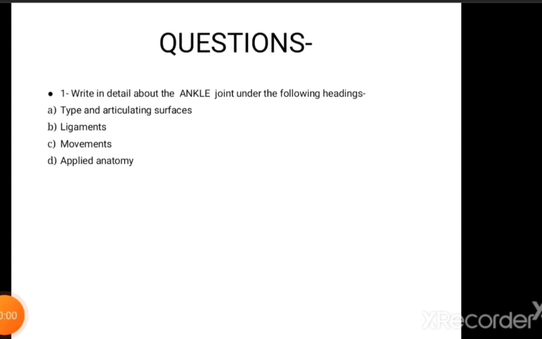Thank you. Now question for the ankle joint is, question 1, write in detail about the ankle joint under the following headings. Under the following headings, these are the type and the articulating surfaces. You have to mention the type of the ankle joint and then the articulating bones which are participating in formation of the ankle joint. Then again the ligaments, the stabilizing factors and the movements, their muscles causing them, their range of motion, and then clinical anatomy. You have to mention about the clinical aspects of the ankle joint. Then you also draw the diagrams for this joint also.